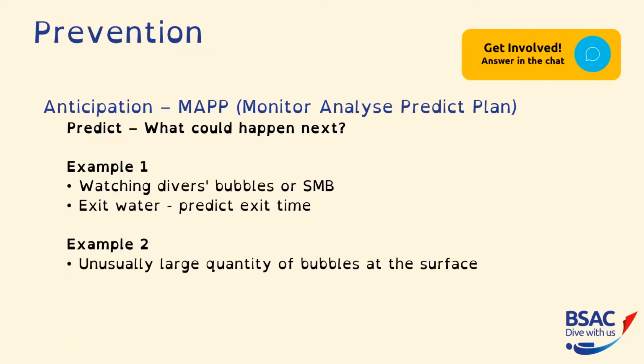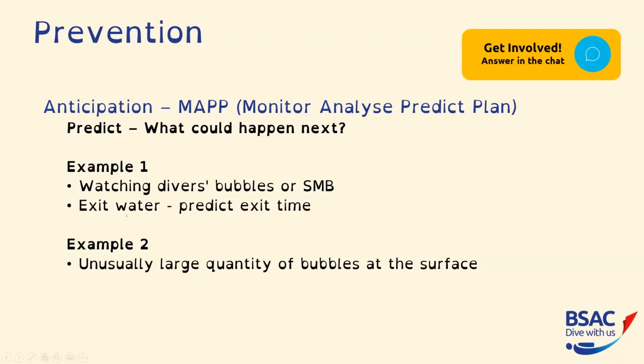So another example. This is what we were looking at on the last slide. You've got an unusually large quantity of bubbles at the surface. What could that mean? What could happen next? So Barry's saying that there could be an air ascent. James says panic diver or free flow. Yep. Anything else?